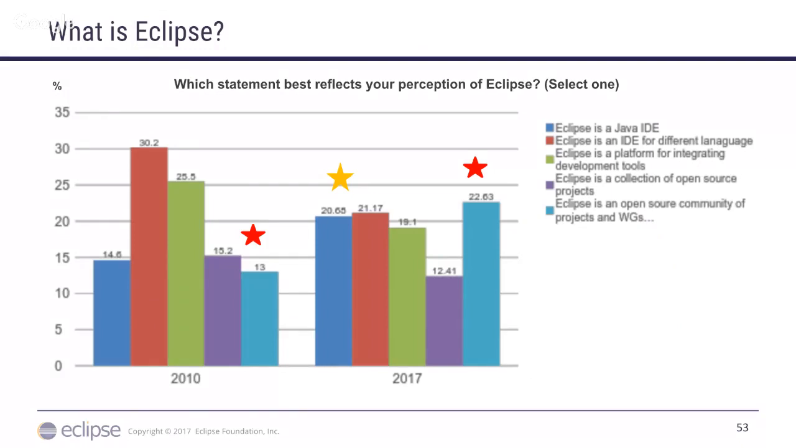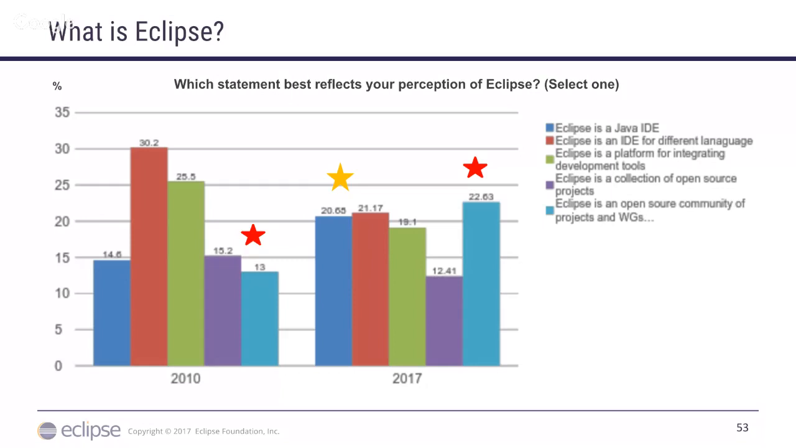As you can see, in 2010 we asked a very similar question. So in 2017, where frankly we at the foundation are trying to make Eclipse be this community of open source projects and working groups, almost a quarter of the people, 22%, see that as their perception of Eclipse. So Frank, that's good news, right? And that's an increase from the 13% from 2010. I would have loved to have seen a lot more, but it's progress in the right direction.